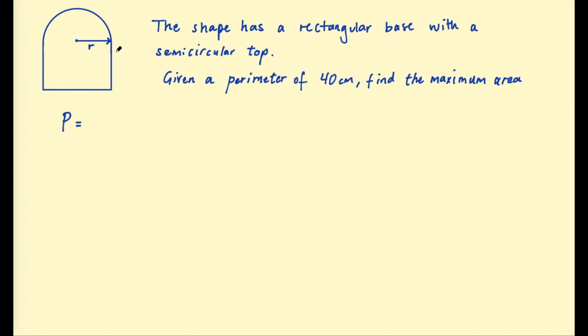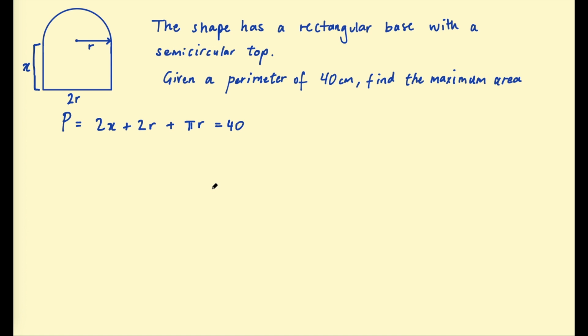Well, let's label this length here, the side length of the rectangle, x, and we know the base is 2r because it has the same width as the width of the semicircle. So the entire perimeter here is going to be 2x plus 2r, and then the length of the semicircle, which is going to be 2 pi r on 2, or we could just write pi r. So the circumference of a circle divided by 2, which is pi r. And we're told this is equal to 40.